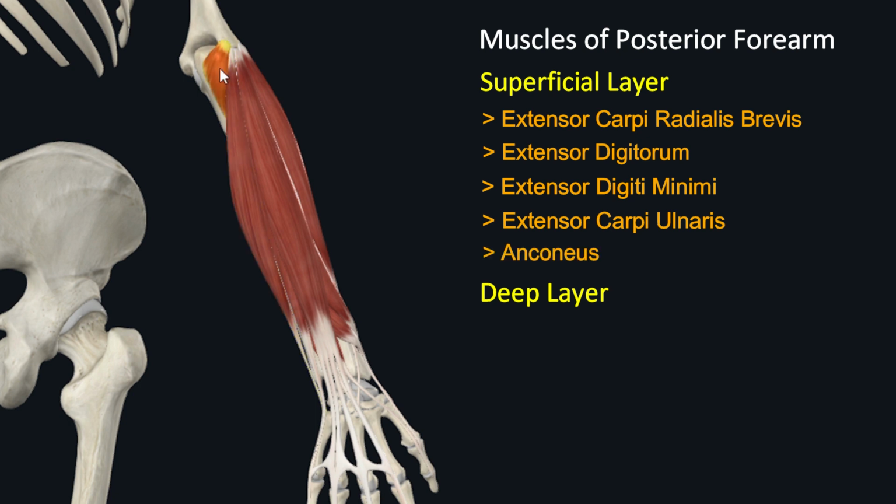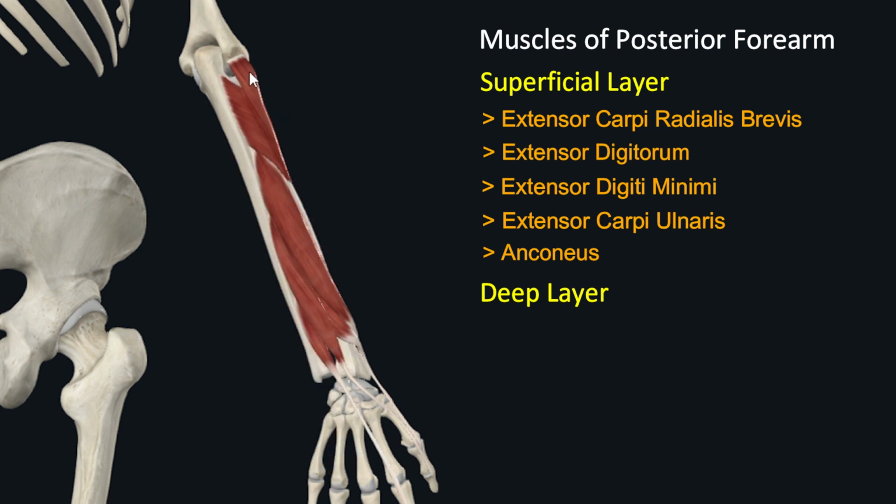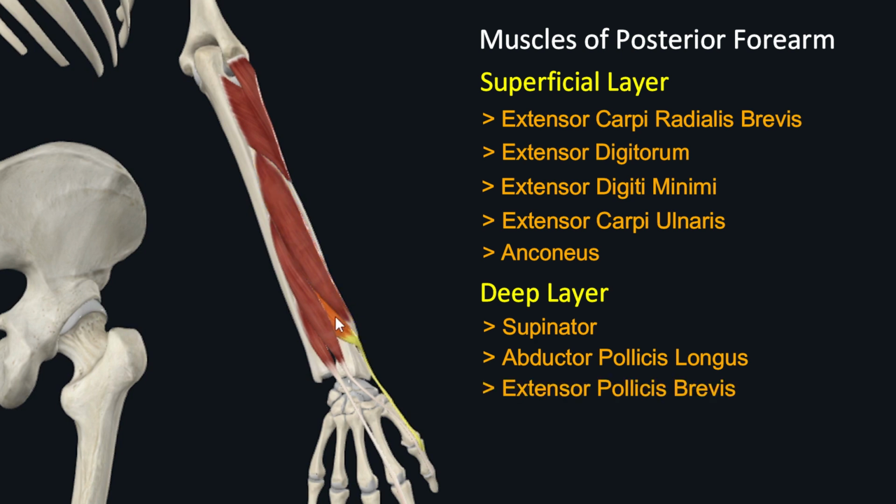and the anconeus muscle. And in order to show you the deep layer of muscles, I will remove the superficial layer. So I have removed the superficial layer of muscles and the muscles that you can see are the deep layer of muscles. So the deep layer of muscles consists of these muscles, that is the supinator muscle, the abductor pollicis longus muscle, the extensor pollicis brevis, the extensor pollicis longus, and the extensor indicis muscle.